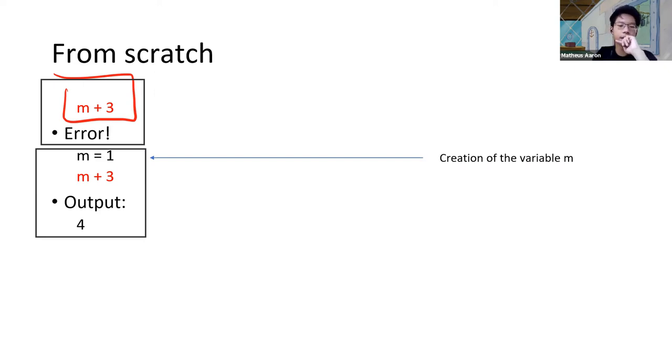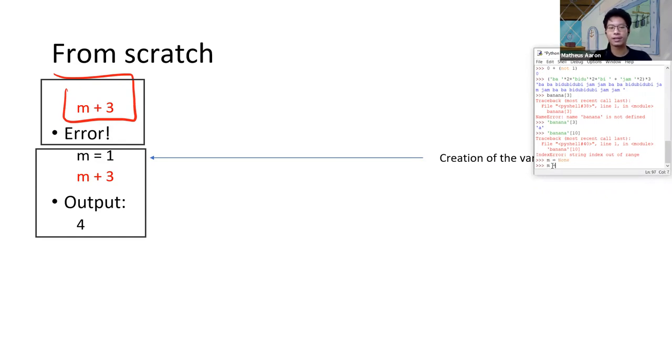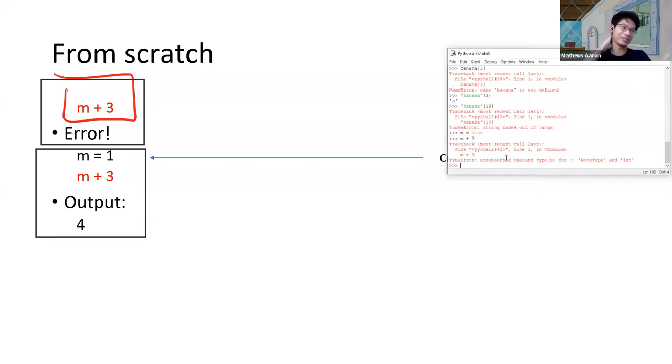Then you can always try. Again, as mentioned before, you should not be adding numbers with other things that are not supposed to be added. So say I have None, None plus 3. You cannot combine None and 3. You cannot just add None to numbers. It doesn't work that way. Or say 3 plus None.